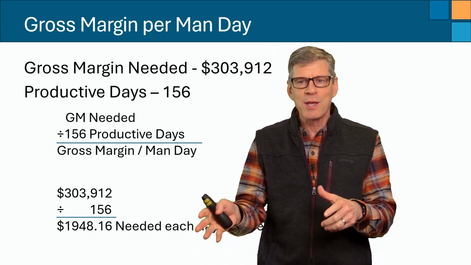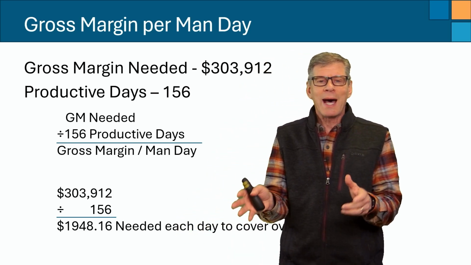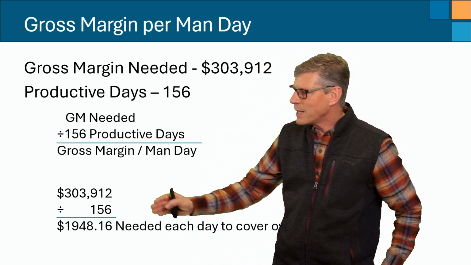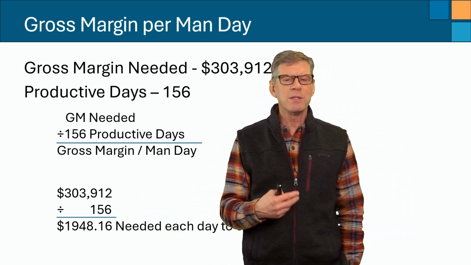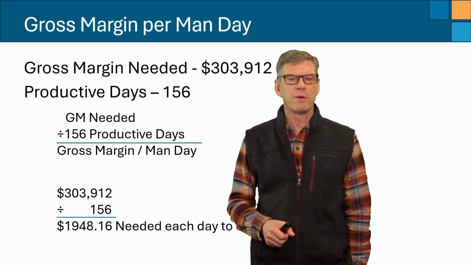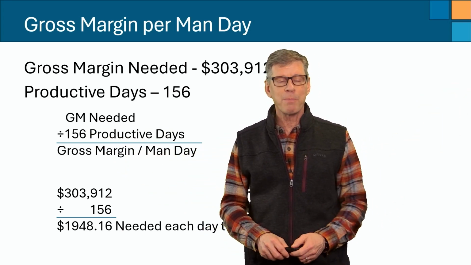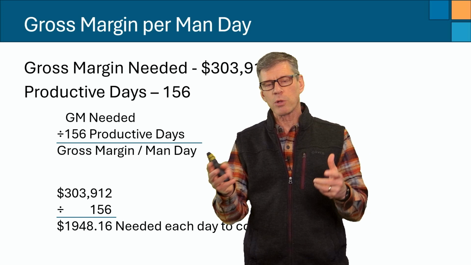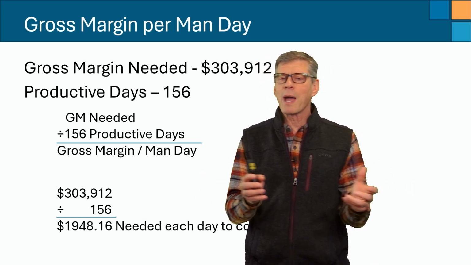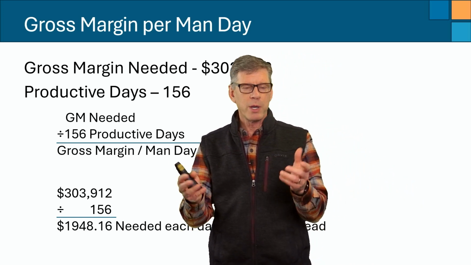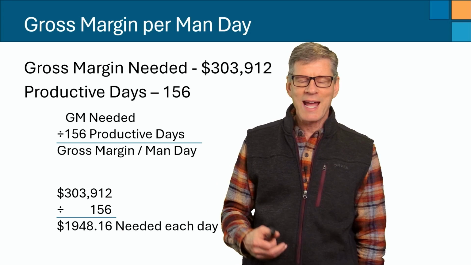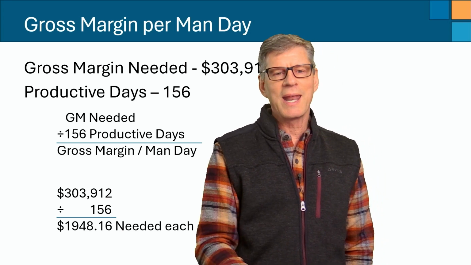So for every job I bid out, if it's a one-day job, it doesn't matter if it's one guy or 2 guys or 3 guys, I know that I need to add in $1,948 into that job to cover my cost of overhead to run the company. So I'm going to take all of my material costs, I'm going to take all of my gross margin, and then I'm going to put in my labor on top of that. And that's my cost on the job, and then I can add my net profit.